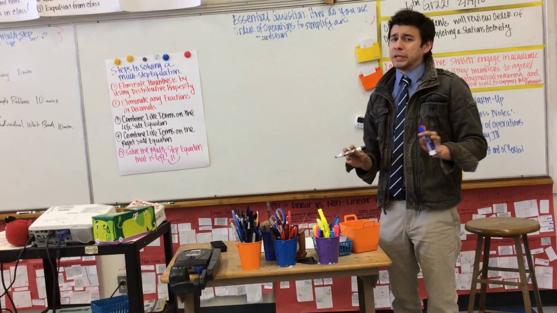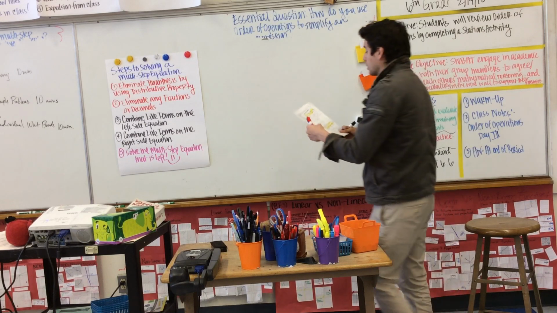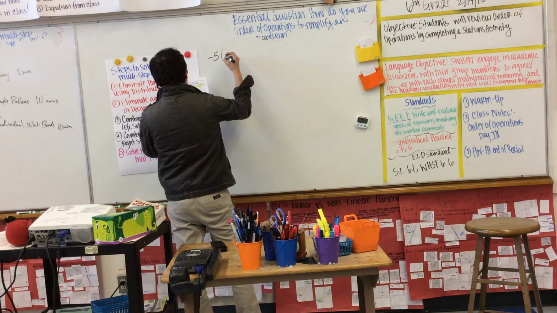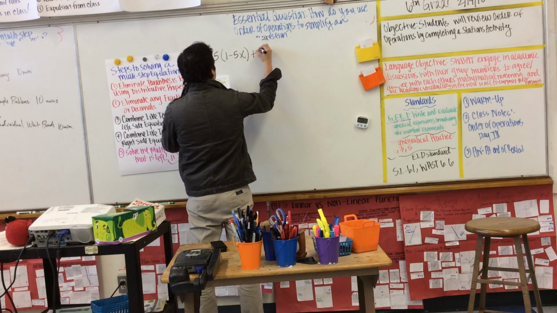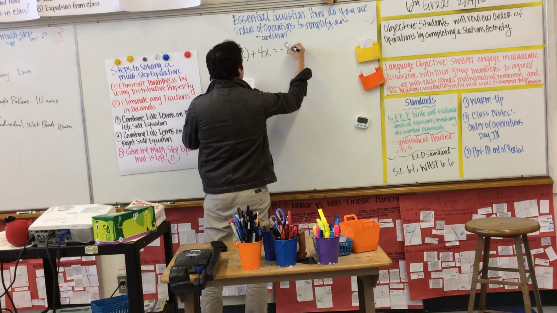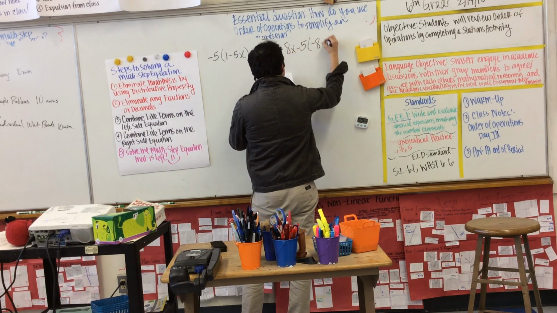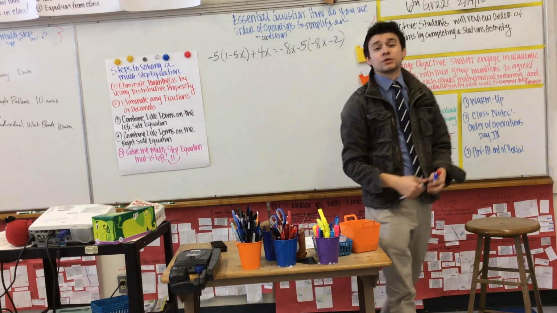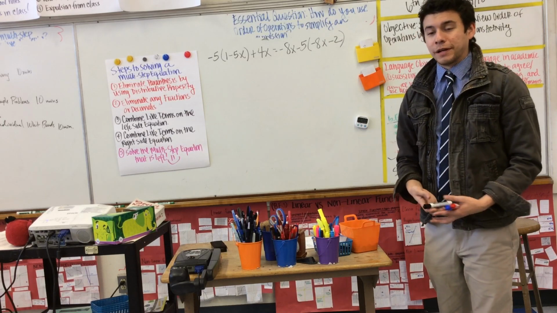So let's get started. You're going to see these huge beasts. Like literally, they're going to have to cover the whole whiteboard because they're that long. So let's go over this one. So we have negative 5 times (1 minus 5x) plus 4x equals negative 8x minus 2. Look at that beast right there. That is a total beast of multi-step equations. You need to know how to solve that.